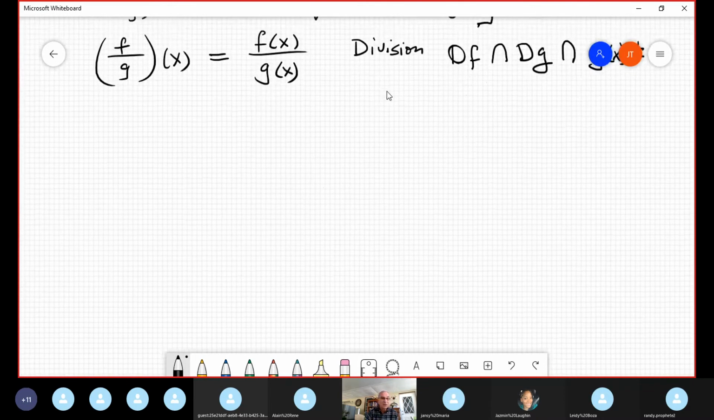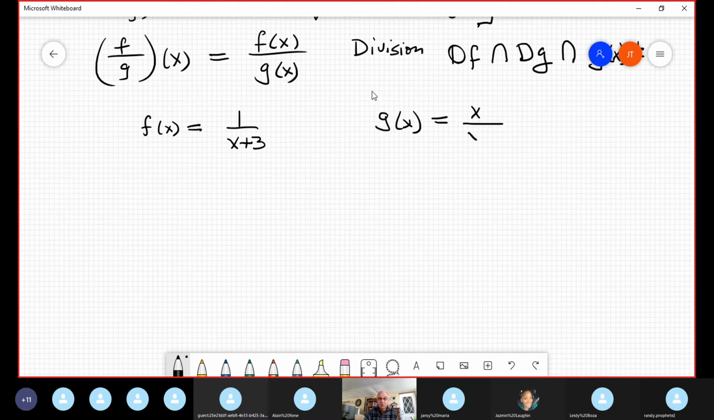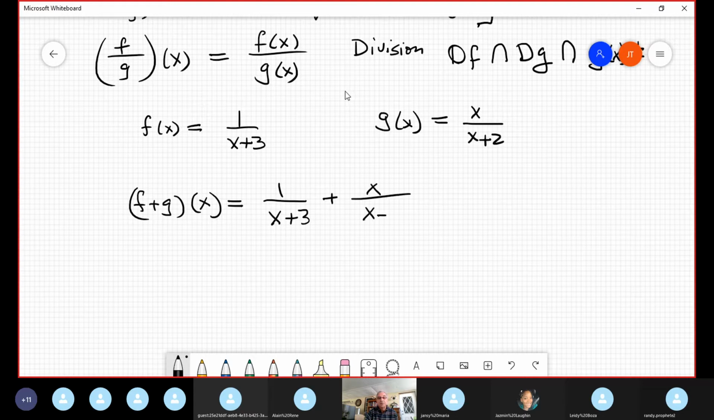Suppose that two functions are given. Suppose the first one, f, is 1 over x plus 3. And suppose g is x over x plus 2. Then, in the test, I ask you only one, not the four, but let's do maybe a couple of the combinations. Suppose I want f plus g of x. Well, then addition: 1 over x plus 3 plus x over x plus 2. And leave it like that?